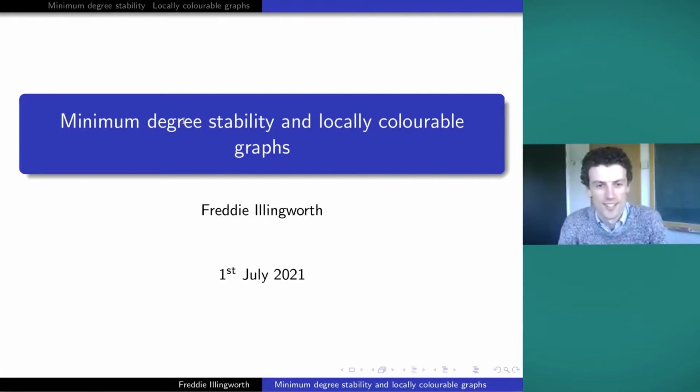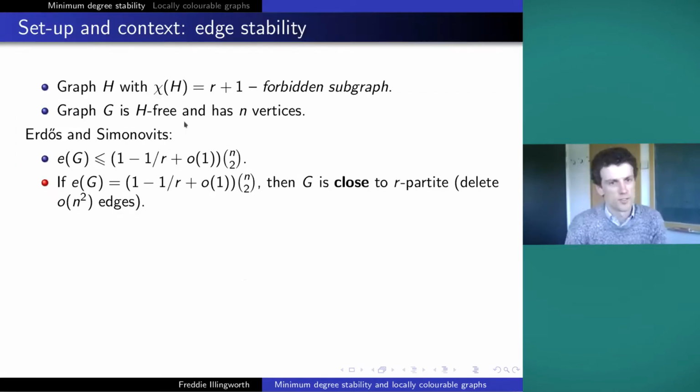quickly or anything. So I'll be talking about two things which I think are sort of similar but not obviously closely related. One of them is going to be minimum degree stability, which I'll mostly focus on, and then I'll chat a bit about locally colourable graphs later. So the setup for minimum degree stability is like classical edge stability results from the sort of 60s.